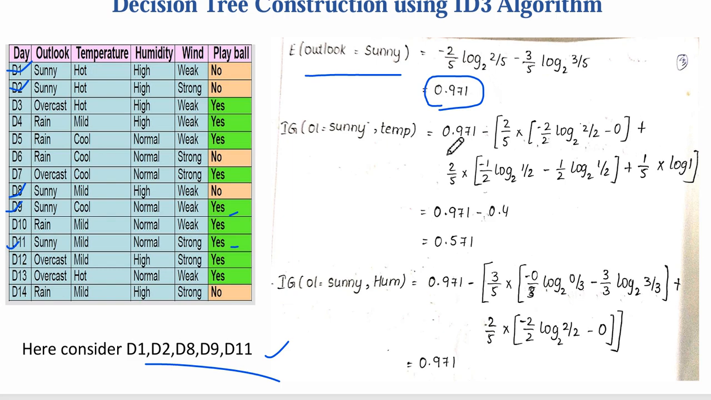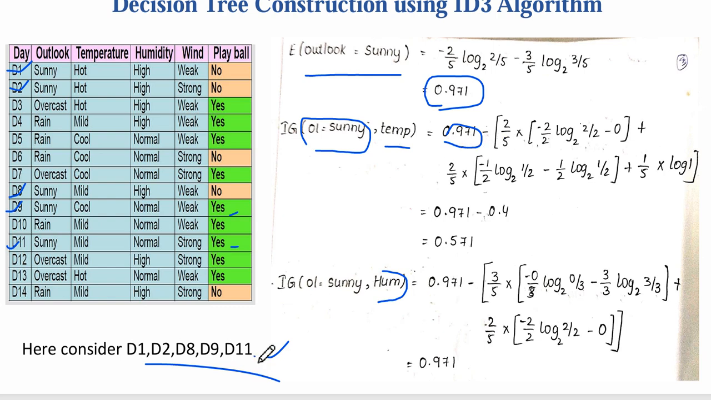In a similar way, we have to calculate the information gain when outlook equals sunny, with respect to the temperature feature. What is the information gain of humidity if outlook equals sunny? Again, what is the information gain for wind if outlook equals sunny? Like that we have to calculate. So the entropy for outlook equals sunny is 0.971, minus, clear.